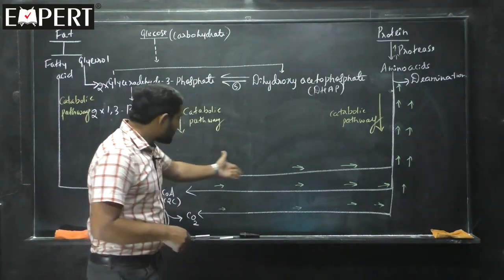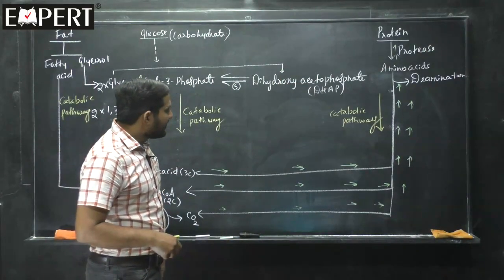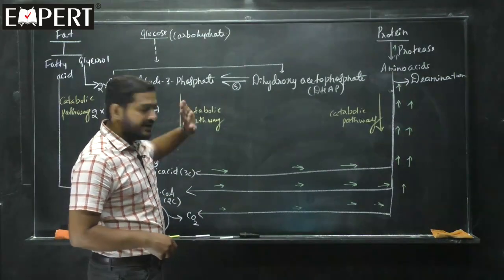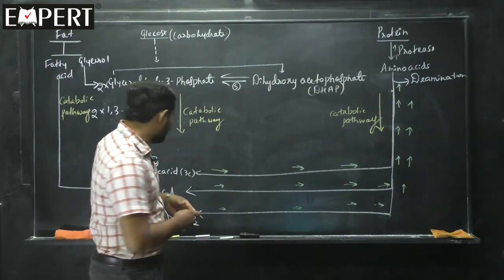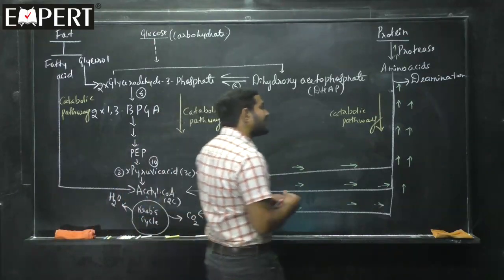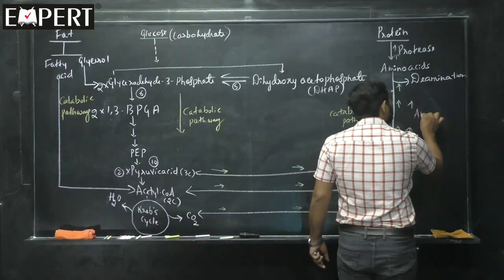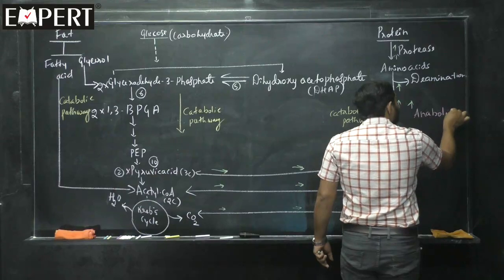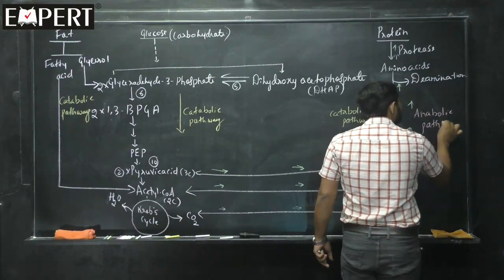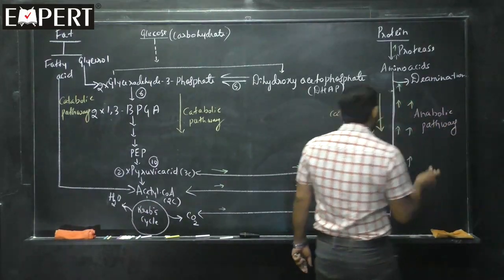So here we saw that they are becoming a larger molecule. A smaller molecule is becoming a larger molecule. So I can call this process an anabolic pathway. Anabolic pathway. Agree with me, students? Anabolic pathway.